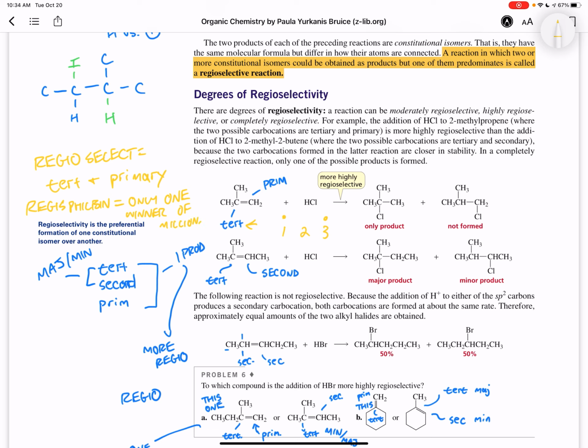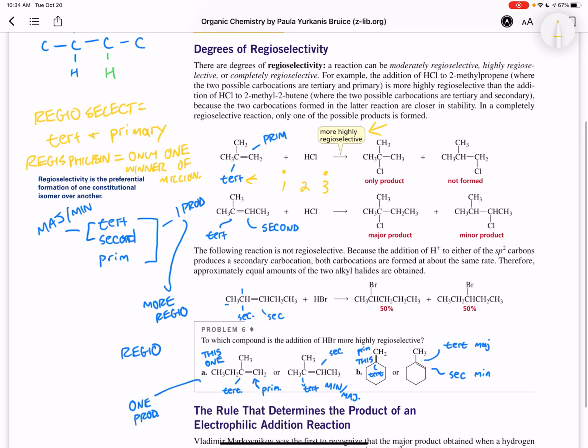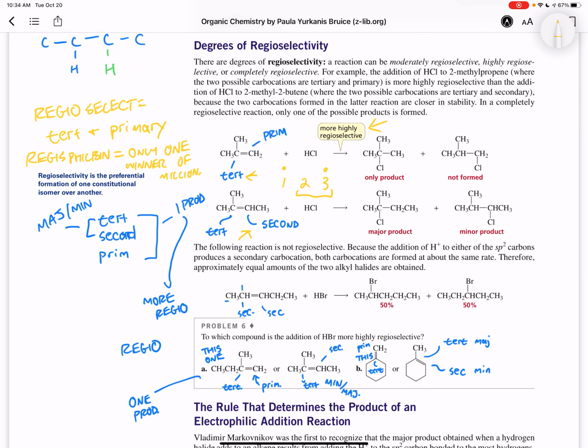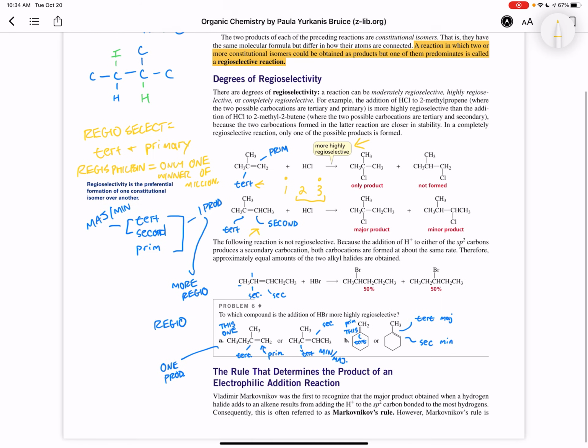Okay, so when you have that difference, when you have a tertiary versus a primary, there's only one product. You have it right here. That's going to be more highly regioselective. When you have something like a secondary and a tertiary that are only off by one, you're going to have your major product and your minor product form. Okay, and there you have it.